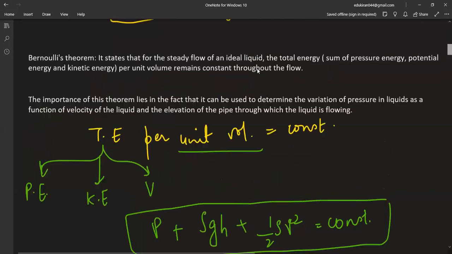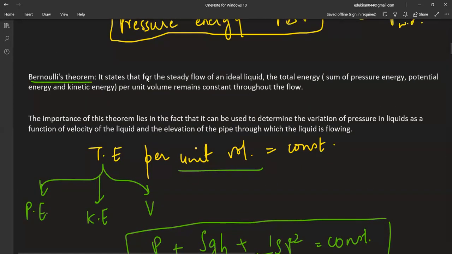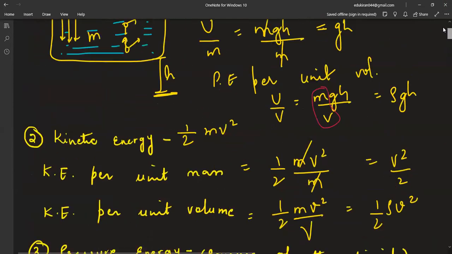So what is Bernoulli's theorem? It states that for the steady flow of an ideal liquid, the total energy, meaning the sum of pressure energy, potential energy, and kinetic energy per unit volume, remains constant throughout the flow. This is important. The importance of this theorem lies in the fact that it can be used to determine the variation of pressure in liquids as a function of velocity of the liquid and the elevation of the pipe through which the liquid is flowing. All right.